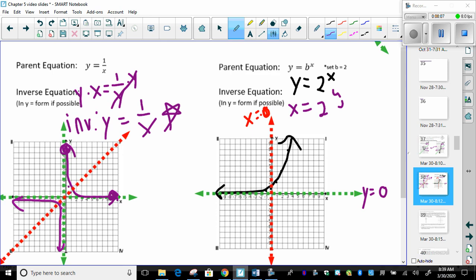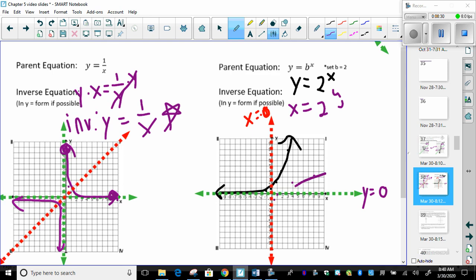So I had the point 0, 1. So that means I now have the point 1, 0. I had the point 2, 4, which means I now have the point 4, 2. I had the point 3, 8. So now I have the point 8, 3. And then over here, I had the point negative 1, 1/2. So now I have the point 1/2, negative 1.